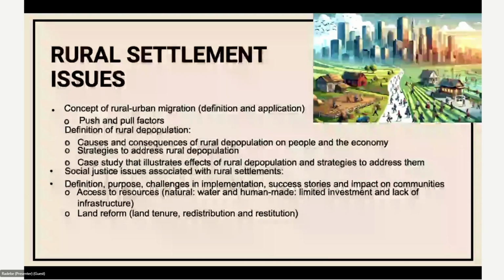And then the other thing is the issue of social justice associated with rural settlement. So social justice is equal access, but social injustice is obviously unequal access to resources. If you compare rural and urban, in a rural area most of the time we associate it with social injustice, because the services that we get in an urban area are not the same as the services that we get in a rural area. So that means there's no equality in terms of provision of resources.